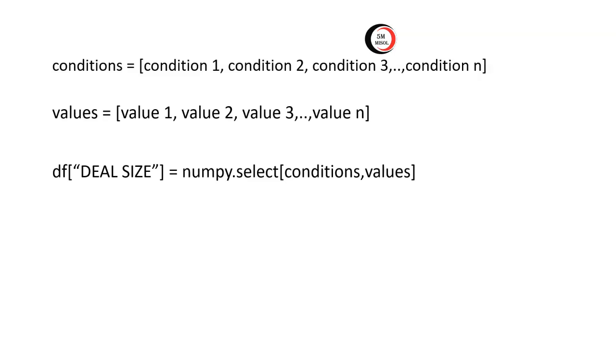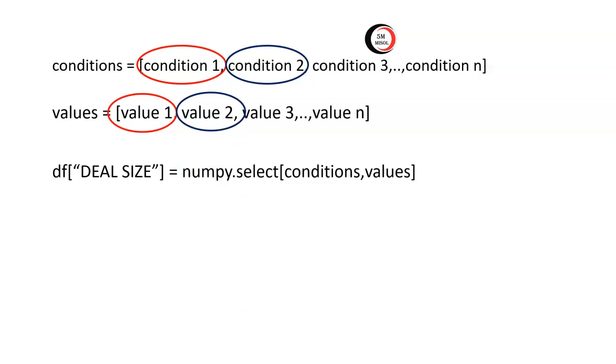In this, we create two list objects. In the first list, we put all the conditions separated by commas. In the second list, we put the values corresponding to those conditions. Then we call the numpy select method. What this method does is, it looks at the conditions. If the first condition holds true, then it will give the corresponding first value from the values list. In the same way, if the second condition holds true, it will give the second corresponding value from the values list. And this way it goes through all the conditions and gives the value for the condition that holds true.